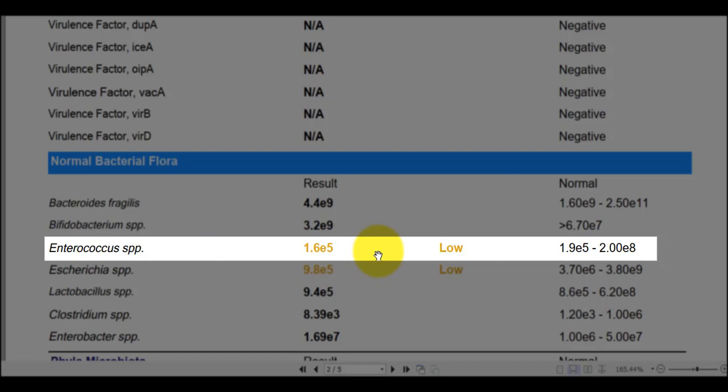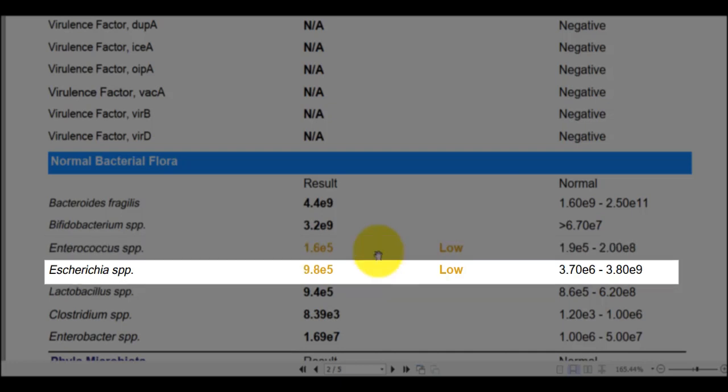And this is actually the case with all the bacteria in this section. Now, Escherichia is also low on this report. Escherichia is a gram-negative bacteria, and low levels may indicate reduced mucosal health.